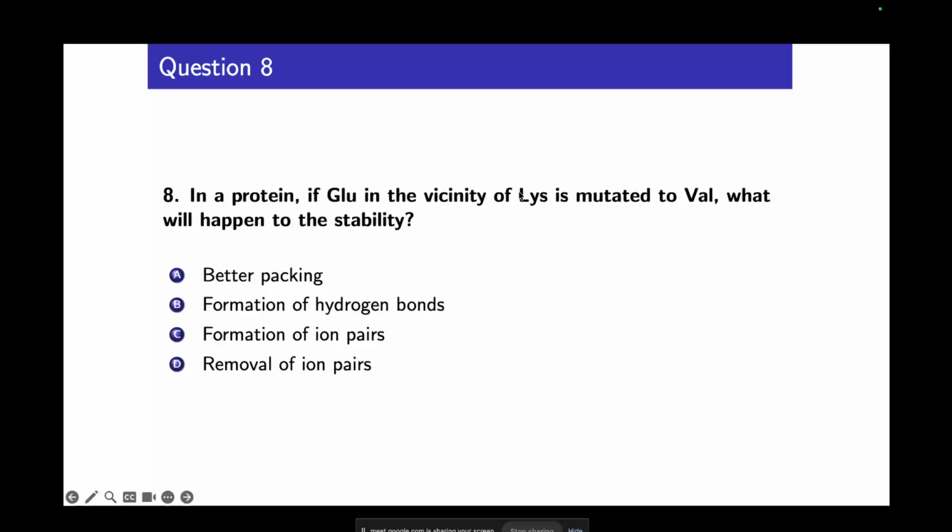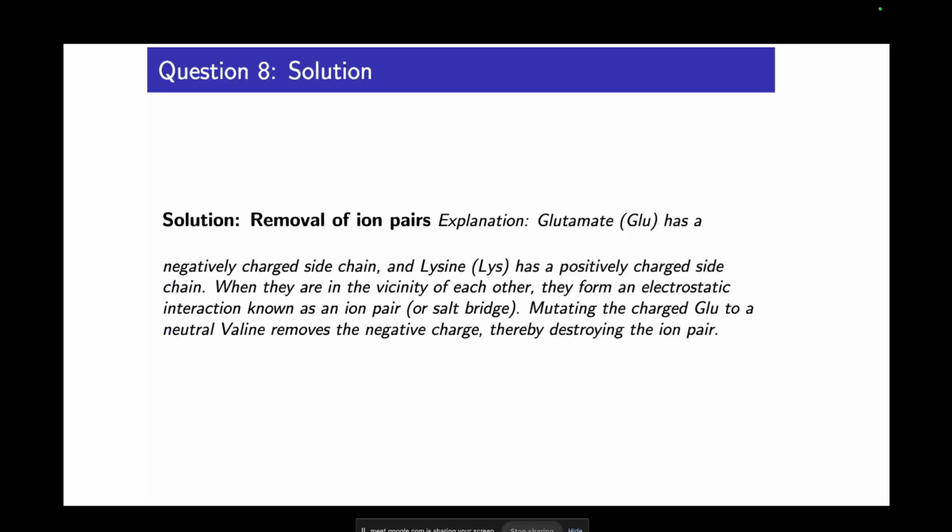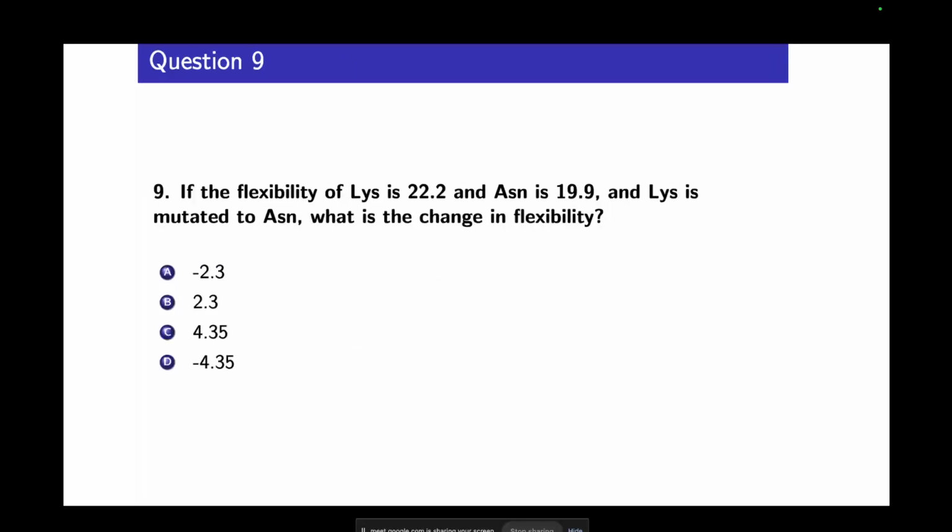So, previously, the lysine-glutamate interaction is going to be removed. So, the ion pairs will be removed because you are replacing a charged amino acid with a hydrophobic, non-charged amino acid. So yeah, lysine is positively charged, glutamate is negatively charged. They were forming bonds. Now once you remove glutamate, there is no bond. Okay, moving on.